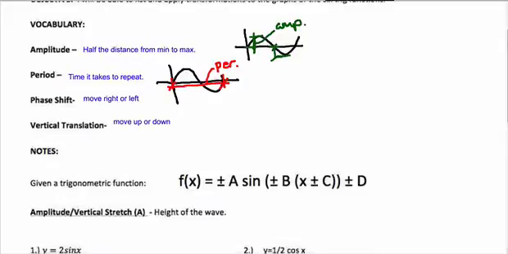So here we have our function. And so it's just like how it was before. The outside affects it vertically, the inside affects it horizontally. So on the outside here, my A is going to tell me my amplitude or my stretch. And we'll get more in detail in a little bit. This B here is going to be a horizontal stretch or shrink.